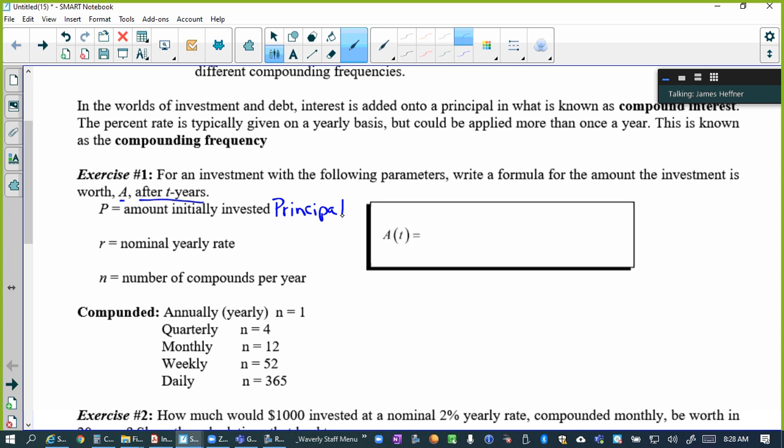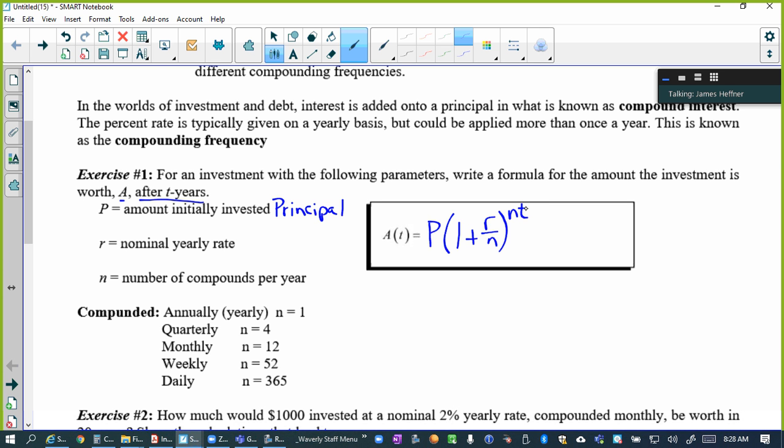So what would our formula be? P times what? You remember what we did on the notes page earlier? P times 1 plus R divided by N. Yep, we've got to take that annual rate R divided by N, plus the N T, to the number of compounding periods times T, okay?